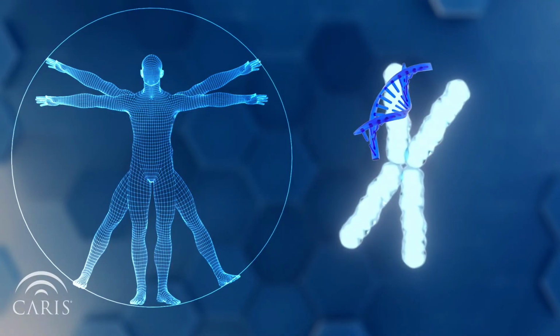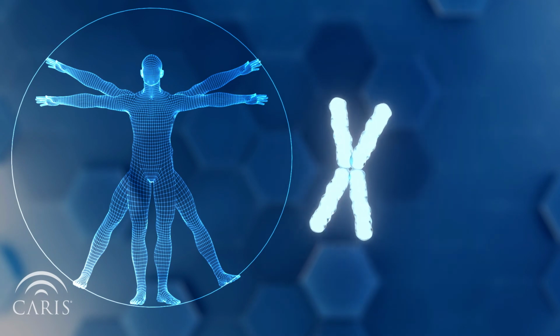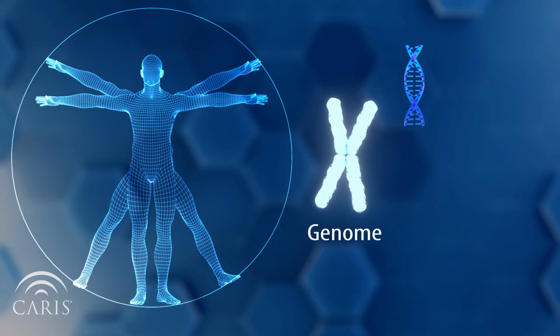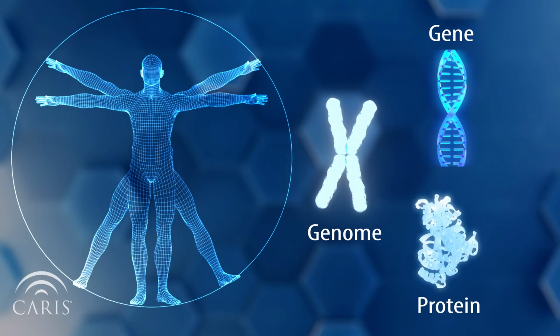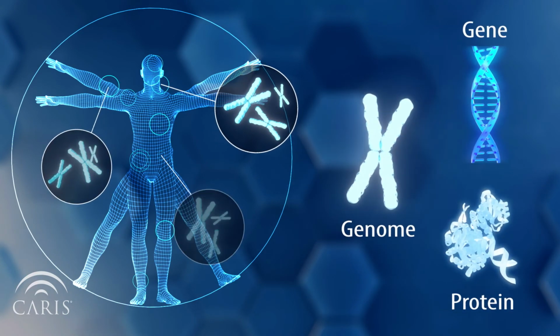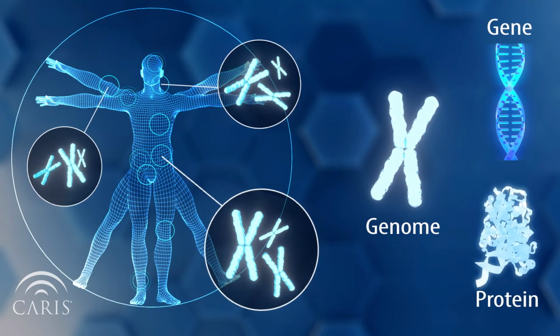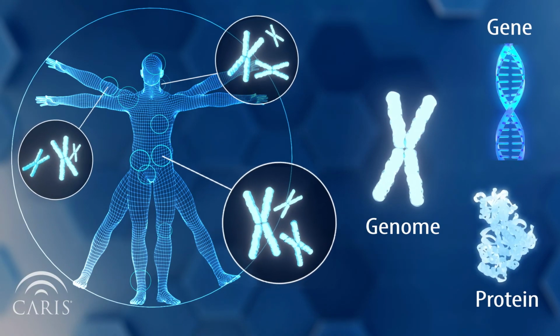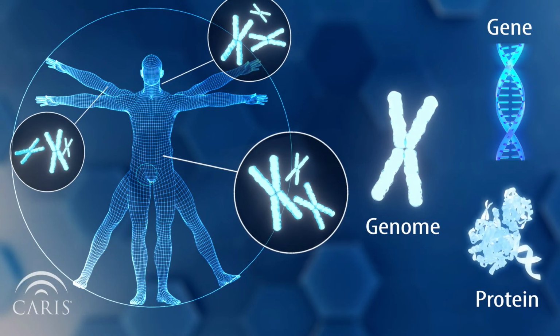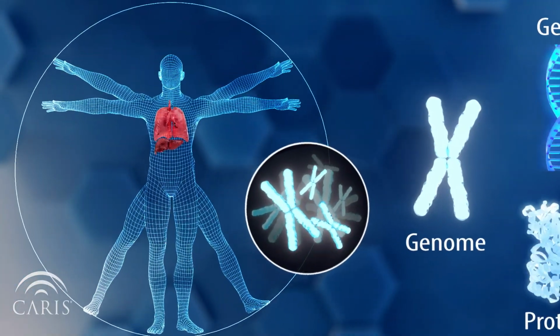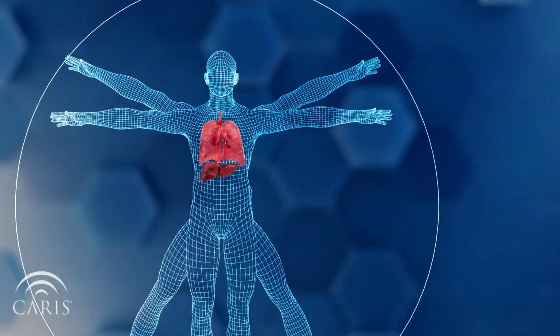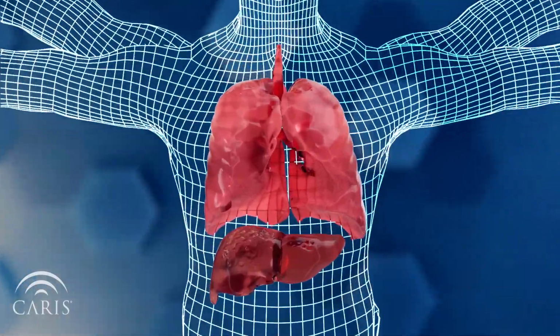There are over 20,000 genes in what is collectively known as the genome. Each gene provides the instructions for making a specific protein with a specific function. Every cell has the same genome, or DNA sequence, which contains all the information necessary for creating all of the body's proteins. So, if all of our cells have the same DNA sequence, what makes a lung cell a lung cell? And what makes it different from a skin cell or a liver cell?